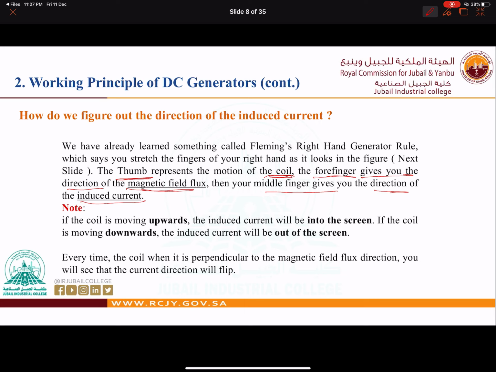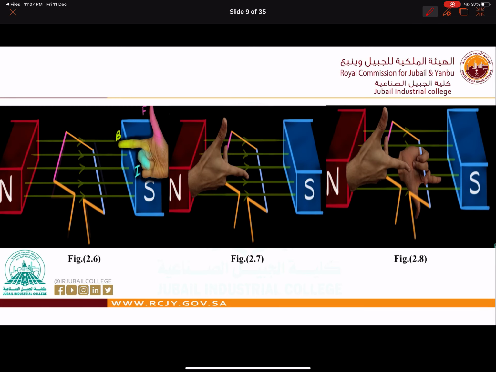Every time the coil is perpendicular to the magnetic field flux direction, you will see that the current direction will flip. Let us see it together. Let us focus on figure 2.7, the middle one. This is the coil, as we explained before, and as you can see, this is the forefinger, representing the direction of the magnetic field, which is coming from north to south.